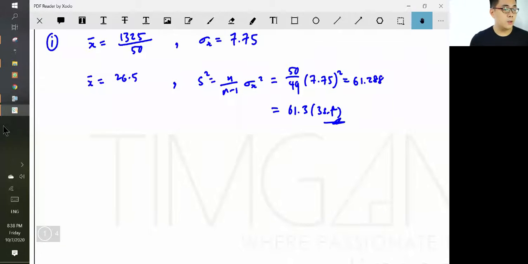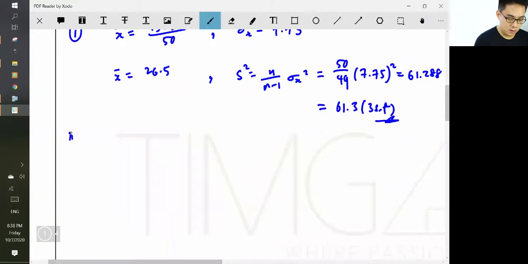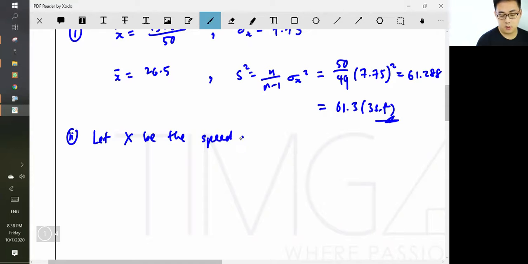So I think this is okay. So what we need to do is part 2. Part 2 will be: let X be the speed of a car. School compound.